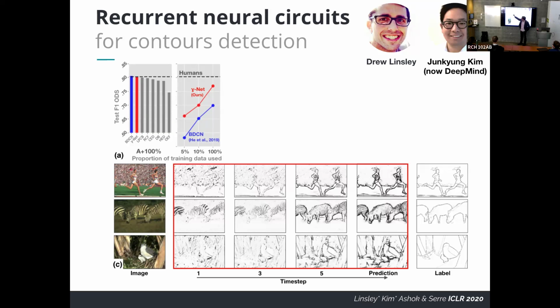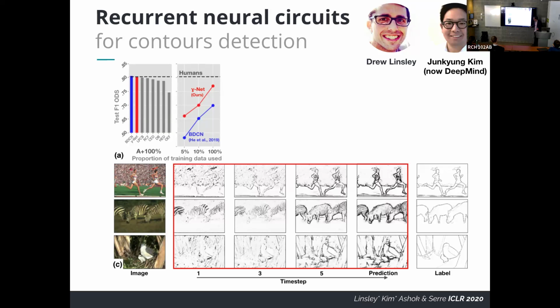What is interesting is that we find that if we reduce the amount of training data needed for training the feedforward and the feedback model, the feedback model, which is this gamma net here, fares much better with less data. You see that here, for instance, the system can do as well as the feedforward model with 1/10 of the training data.